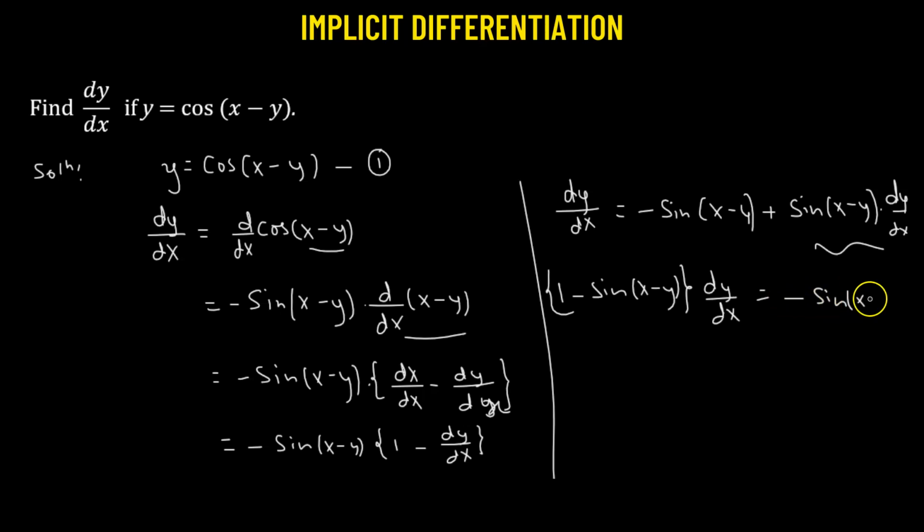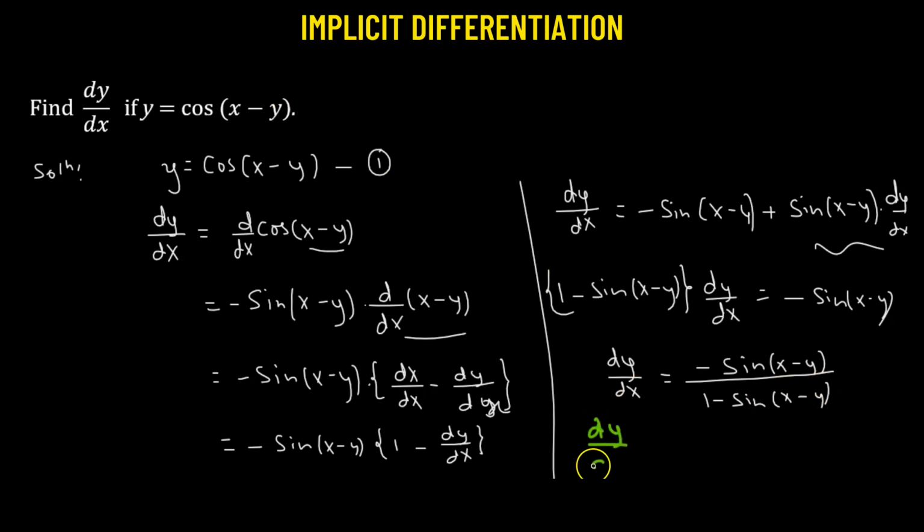This will be equal to negative of sine of x minus y, so dy/dx equals negative sine of x minus y divided by 1 minus sine of x minus y, such that the derivative of y with respect to x will be equal to sine of x minus y, whole thing divided by sine of x minus y minus 1. So this is the value of the derivative of y with respect to x.